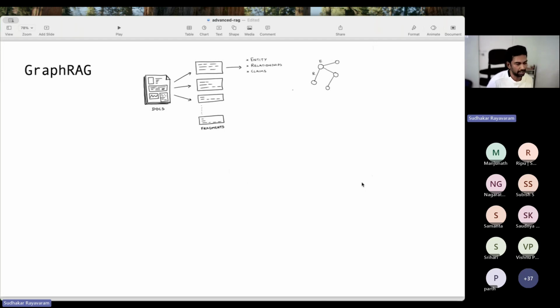So you keep on doing this, and your graph is going to get bigger and bigger, right? You're taking every chunk and finding the entities. Obviously, if the entity is already present, you will just use that entity. If a new entity is found, then you'll create a new entity, and you will build a huge graph. So this is basically the graph that you've built.